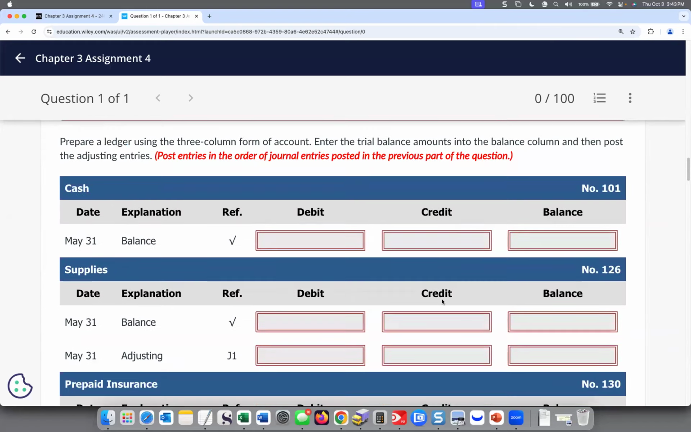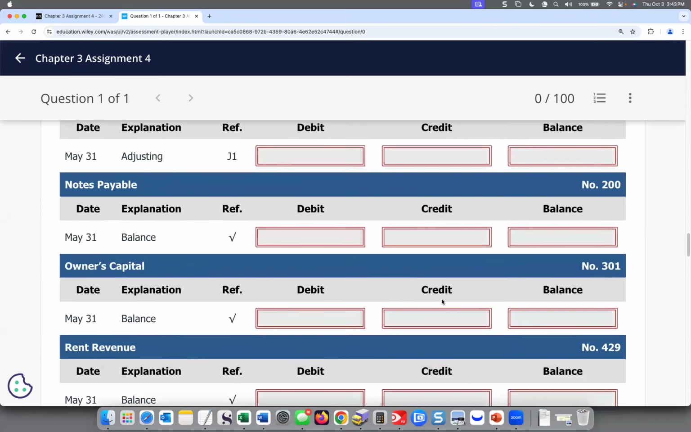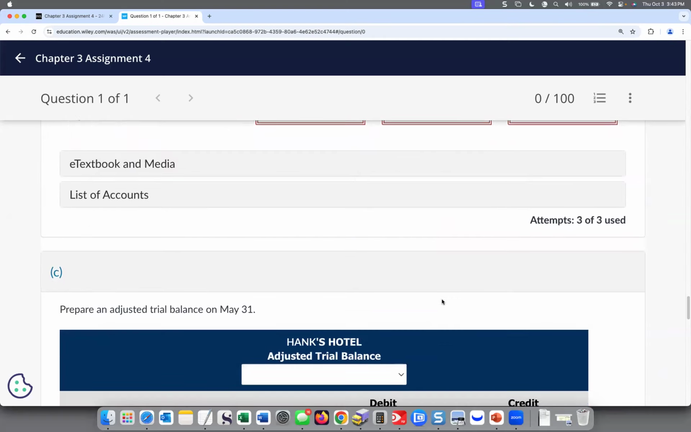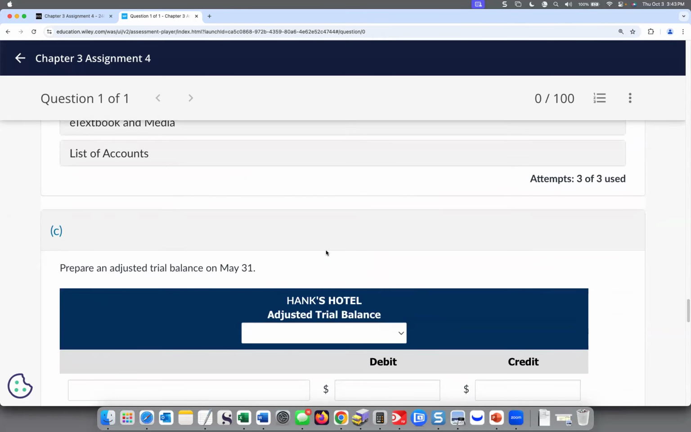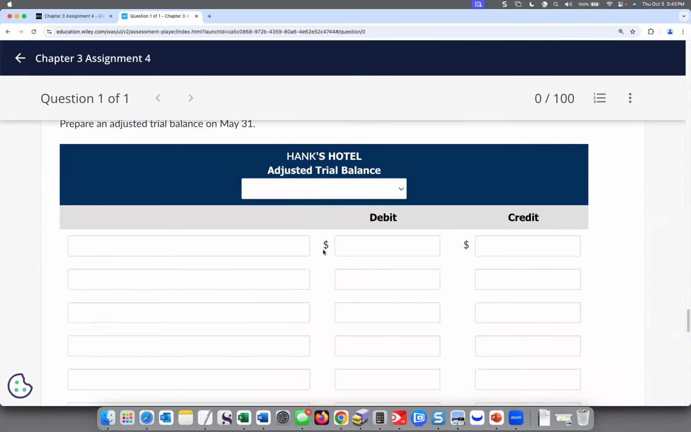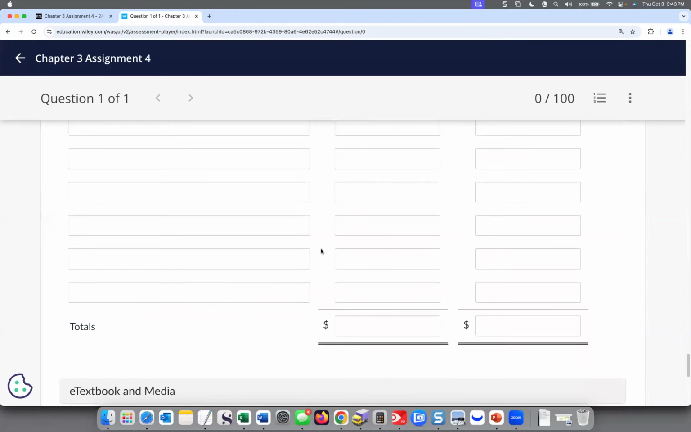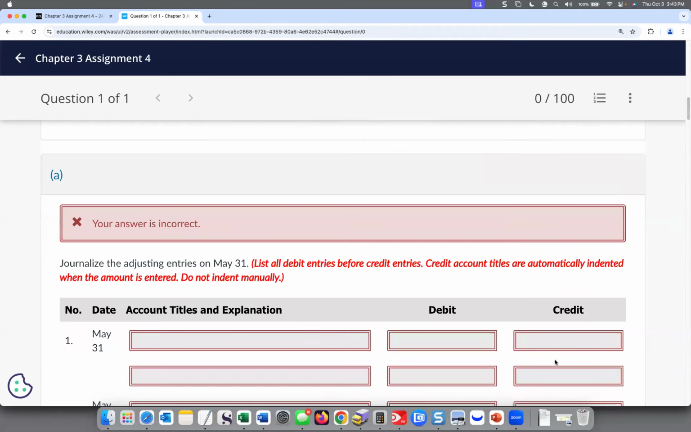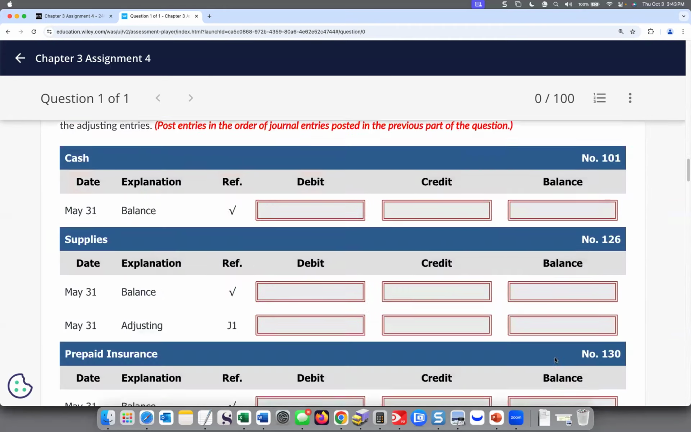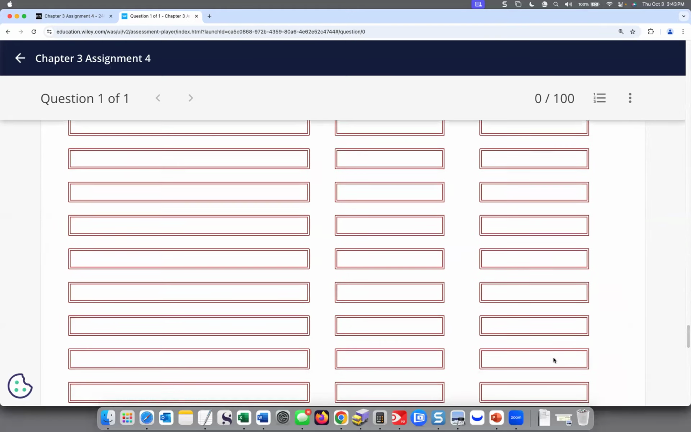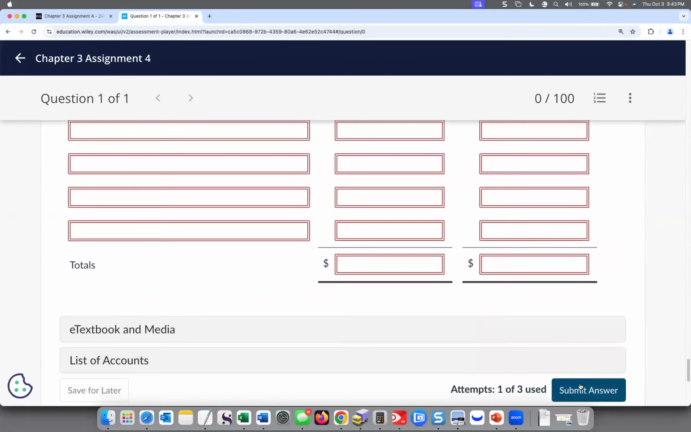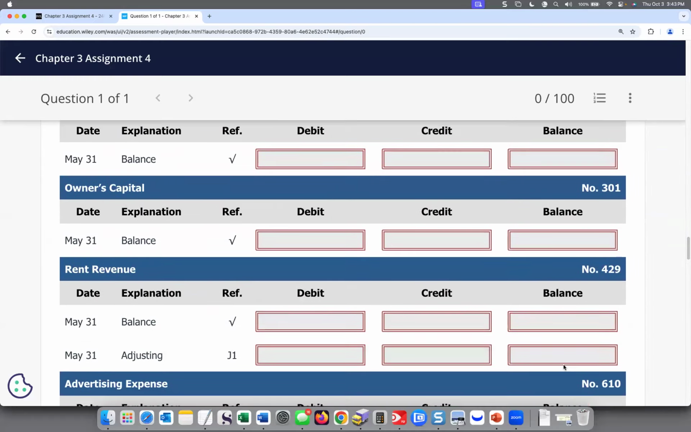So once you have used all your 3 attempts for part B, then part C is asking for an adjusted trial balance. And you know what to do there. We just got done reviewing that. You just got done doing that for homework. So your final balances in your ledgers go in there. And once again, I'll submit that so we can see the next part, because there is another part here.